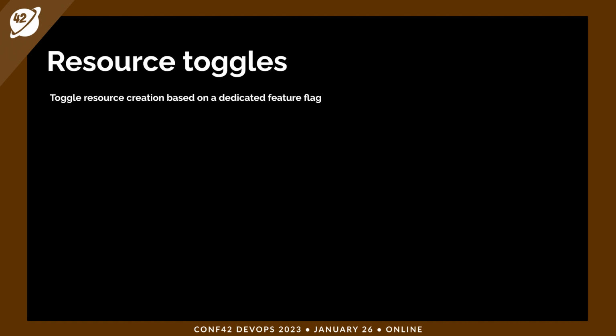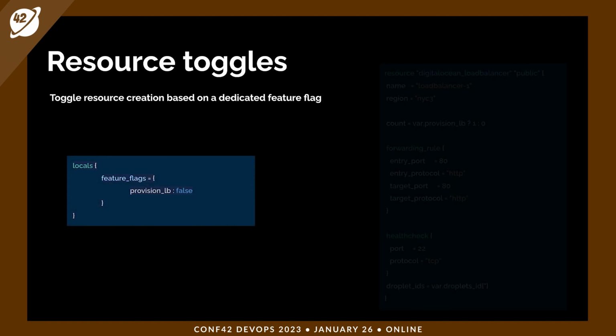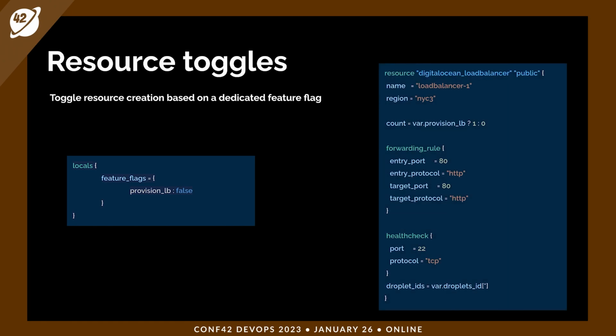Now let's look into how we can create feature toggles based on a specific value to toggle specific resources. What we can do is similar to what we discussed before. We will create a local variable to enable that flag and then pass it to the resource just like we did for the environment-based toggle.